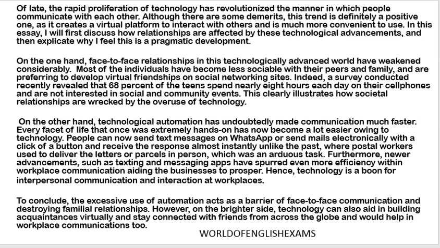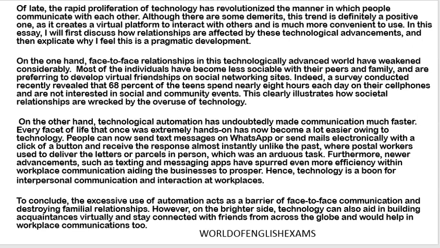On the one hand, face-to-face relationships in this technologically advanced world have weakened considerably. Most of the individuals have become less sociable with their peers and family and are preferring to develop virtual friendships on social networking sites. Indeed, a survey conducted recently revealed that 68% of the teens spend nearly 8 hours each day on their cell phones and are not interested in social and community events. This clearly illustrates how societal relationships are wrecked by the overuse of technology. This is the first body paragraph.